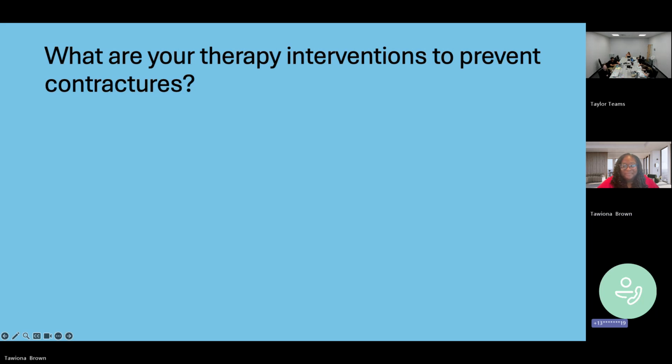Stretch. You want to stretch? What type of stretching? Any specific type of stretching? If you had to stretch someone who had a flexion contracture at the elbow, what would you do? Slow. A slow stretch. Yeah, stretch. What type of stretching would you do? Static stretching. Static?